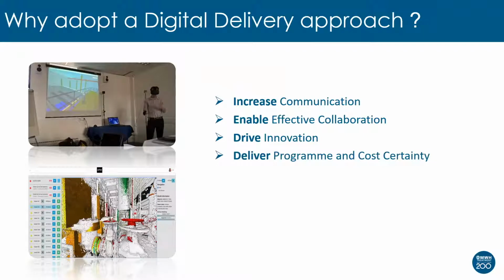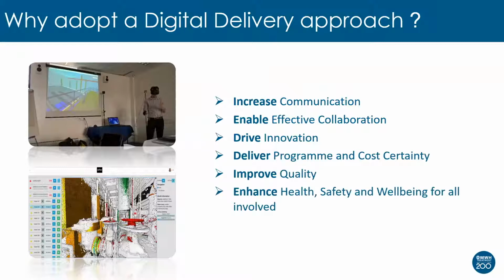So some of the tools we'll look at later, where we link the 3D model to the program, provide that visibility. It hugely assists with delivering program and cost certainty, because you know what's coming, because you can see it. You can rehearse what the project's going to do before you've built it. Improving quality: clash detection, along with the 3D approach, getting it right first time is a key aspect of digital delivery.